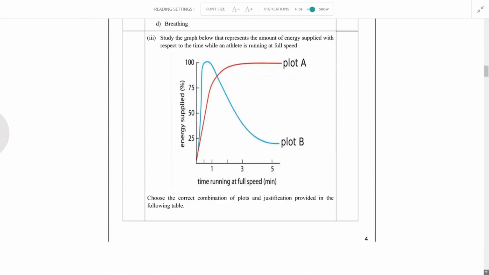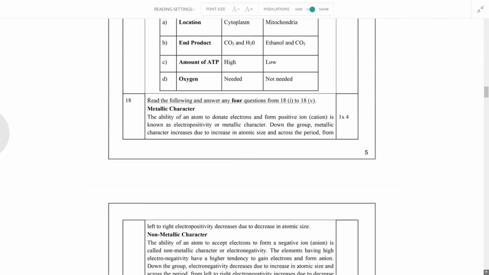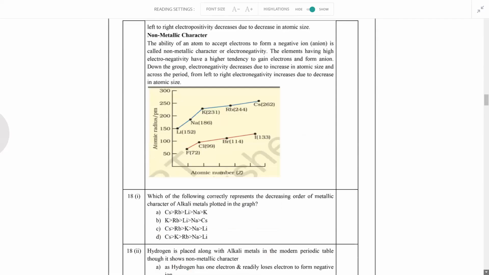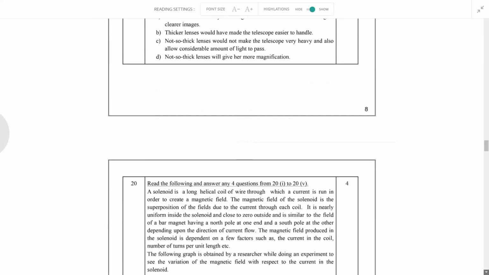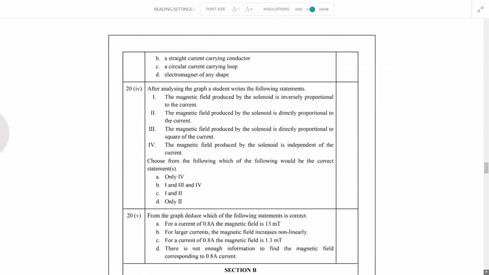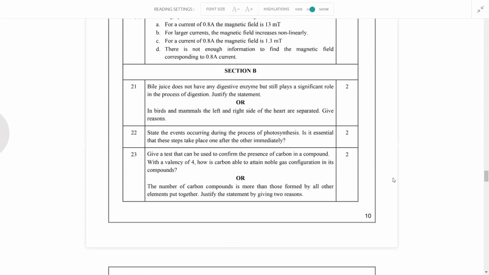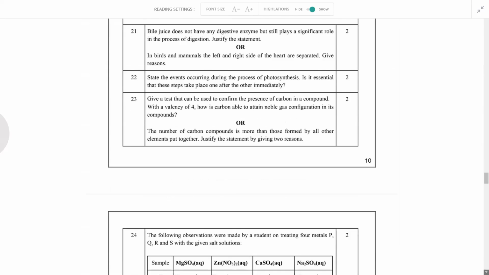Next is section B, which has 2 mark questions. In this, each question will carry 2 marks. You have 6 questions. Some of these questions have internal choice, so you can answer any one of the 2 questions. So in section B you have 6 questions.